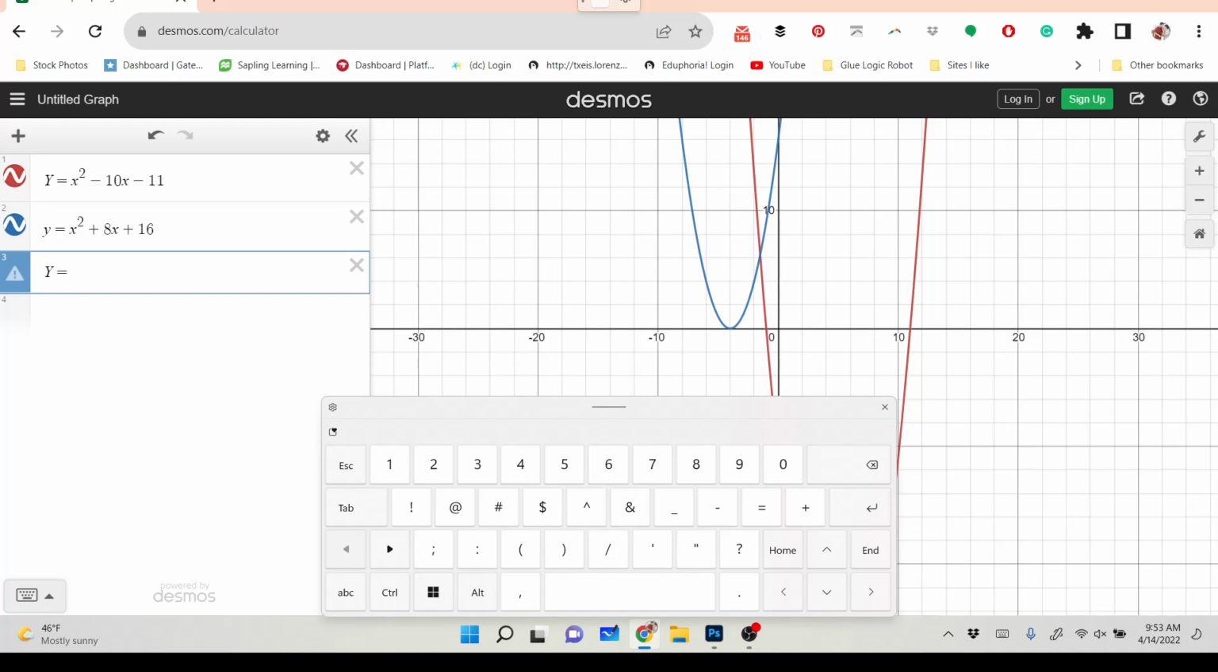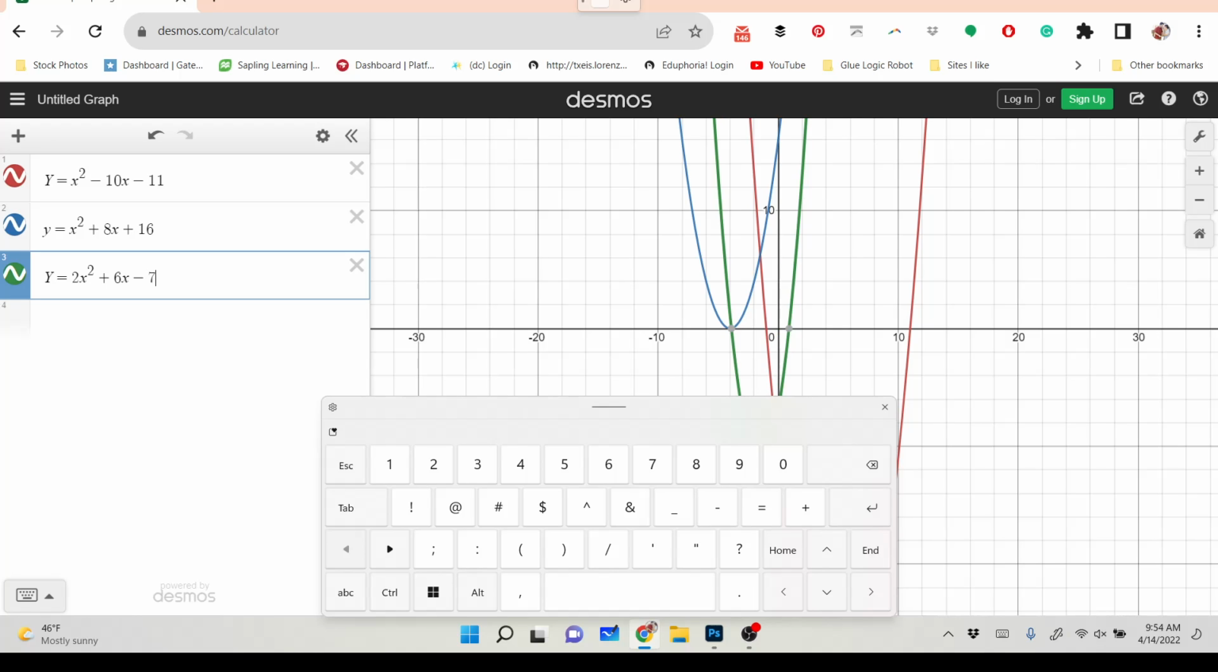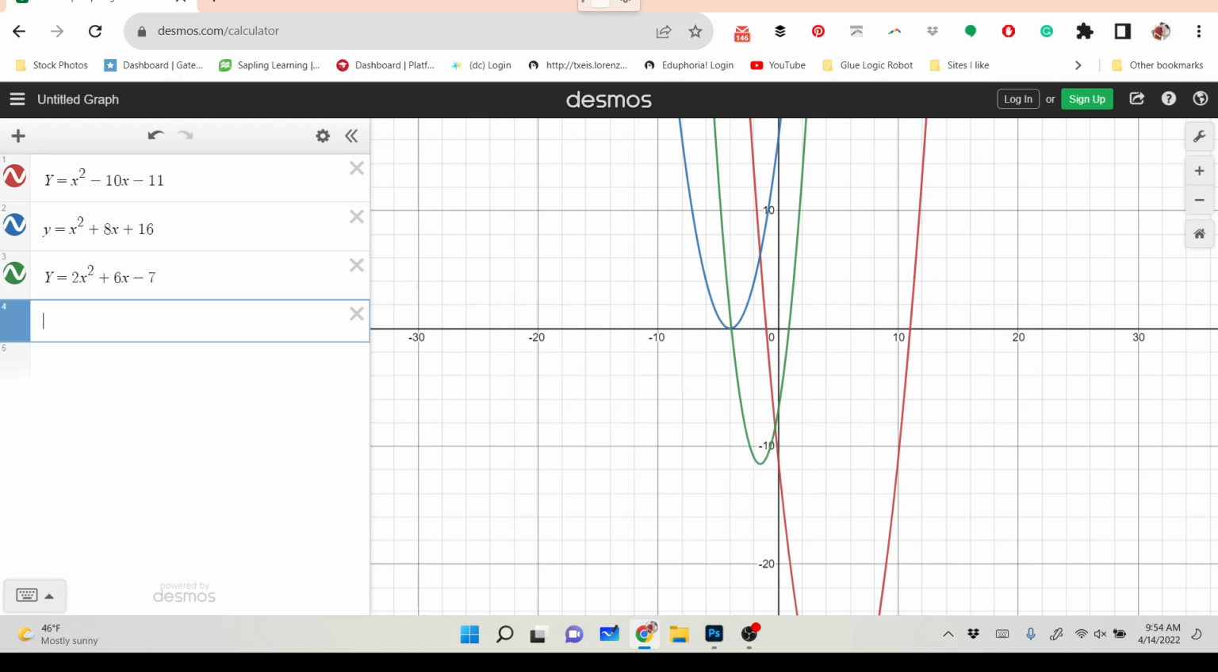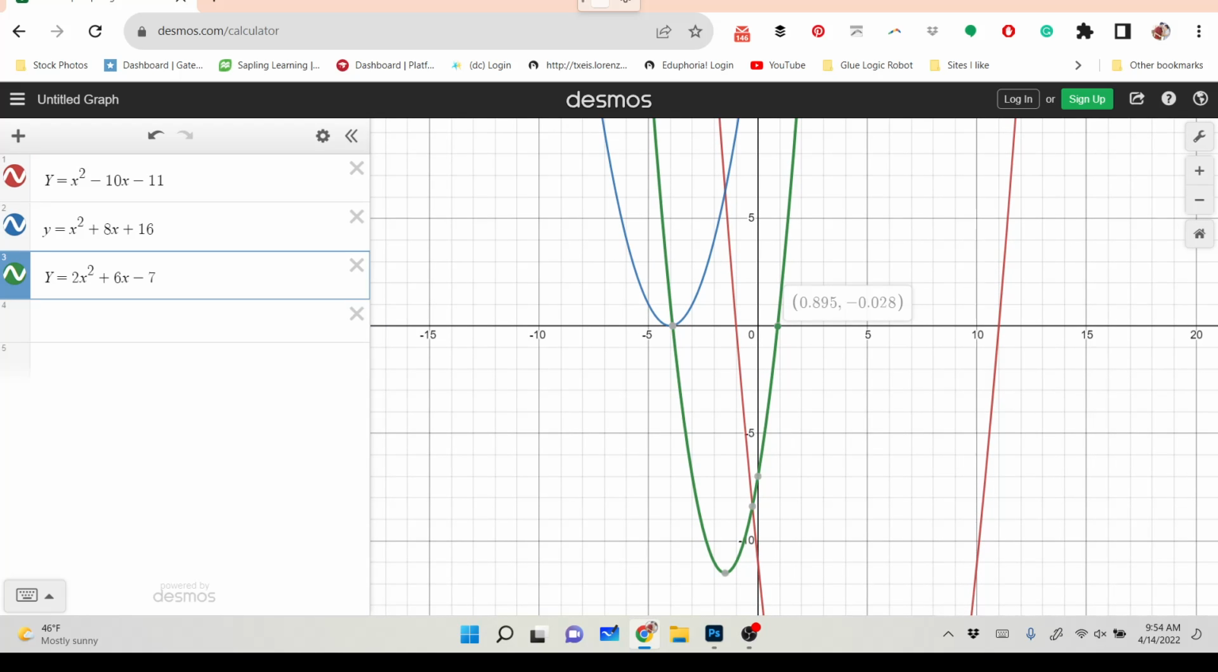Y equals, what is it? 2x squared plus 2, nope, lies. X squared plus 6x minus 7. That takes so long to punch in on that thing. So we can see that it does, in fact, cross. It crosses at a really weird number.